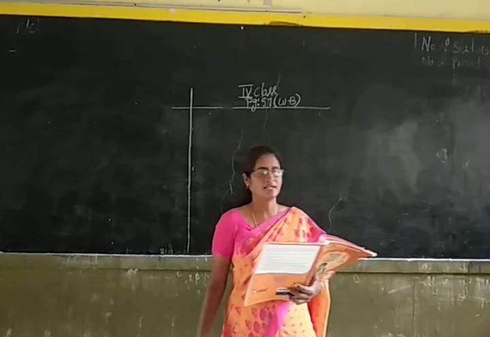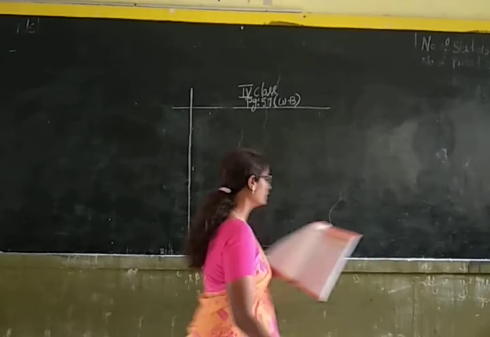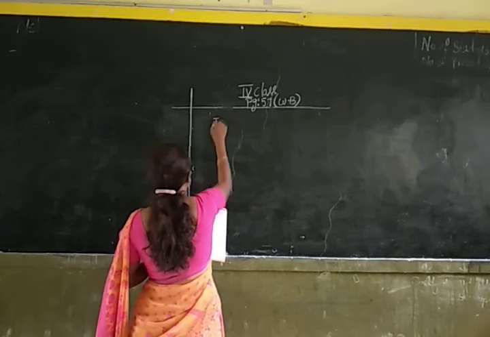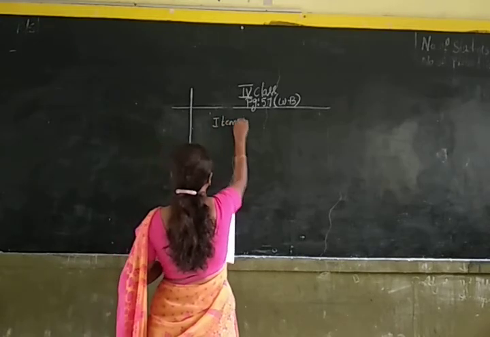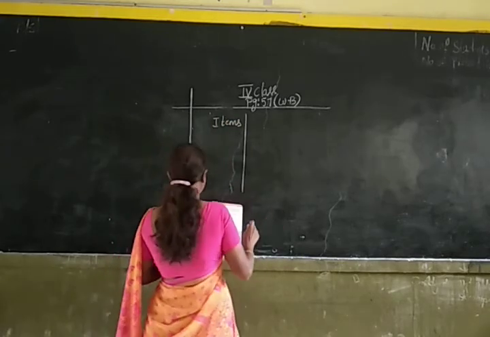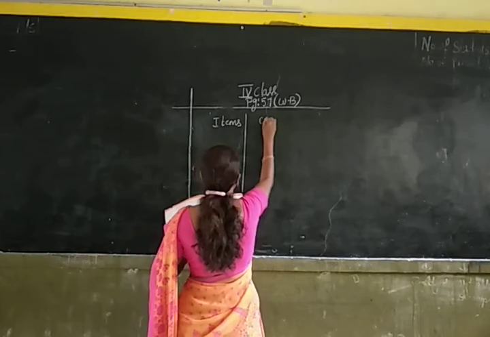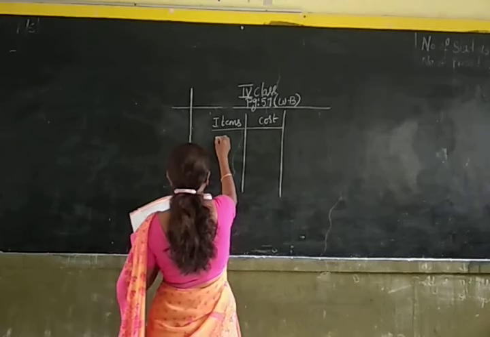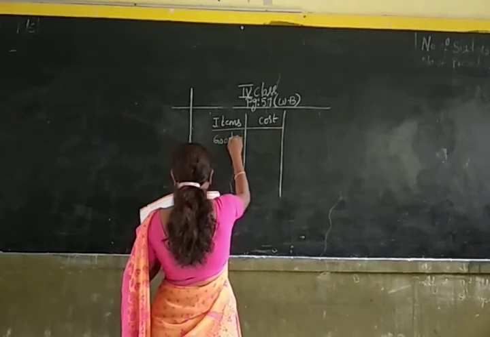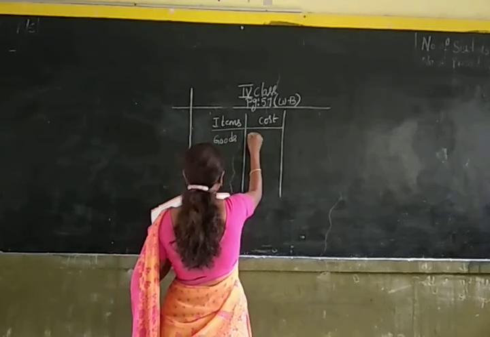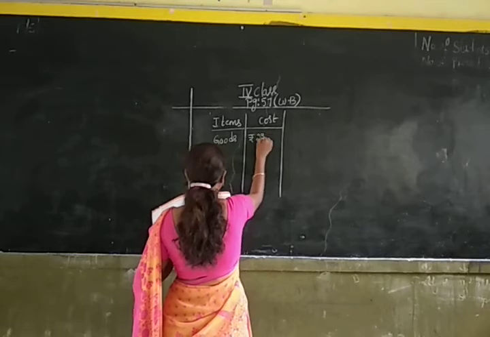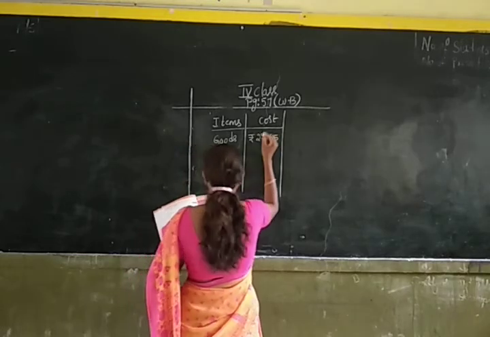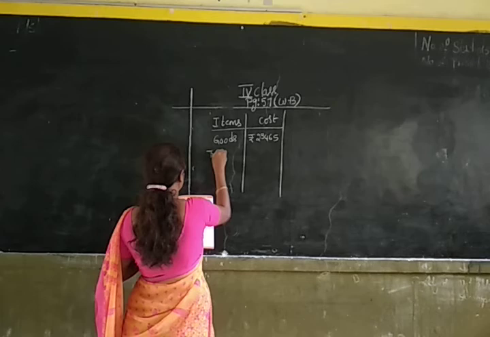Expenditure on various items in a month. So let us write down. Here you have to collect some information from the nearby shopkeeper. So the first one is goods. And the amount spent on goods is rupees 23,465. The second one is transport.